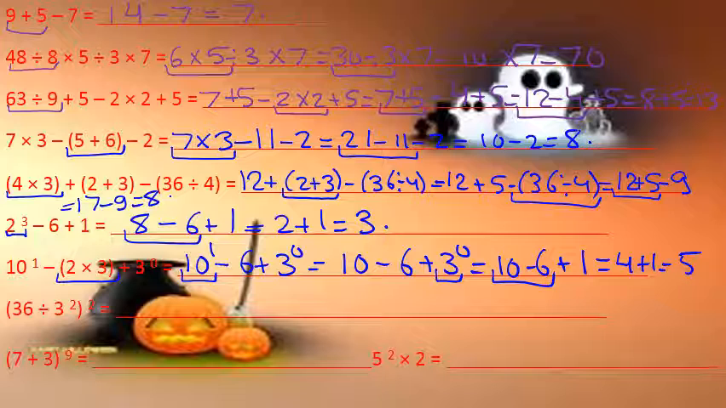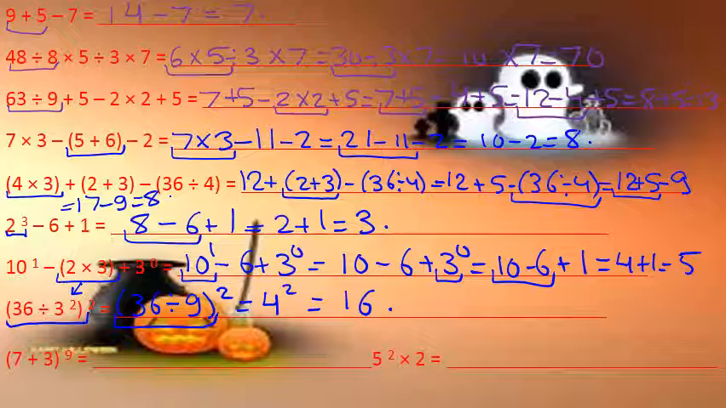36 divided by 3 squared plus 2. We have parentheses and exponent. Parentheses is the strongest. If we look inside the parentheses, we have division and exponent, so exponent is the strongest. So we write 36 divided by 3 squared is 3 times 3, which is 9, all of it squared. Now the parentheses, 36 divided by 9 is 4, so squared. 4 squared is 4 times 4, the answer is 16.